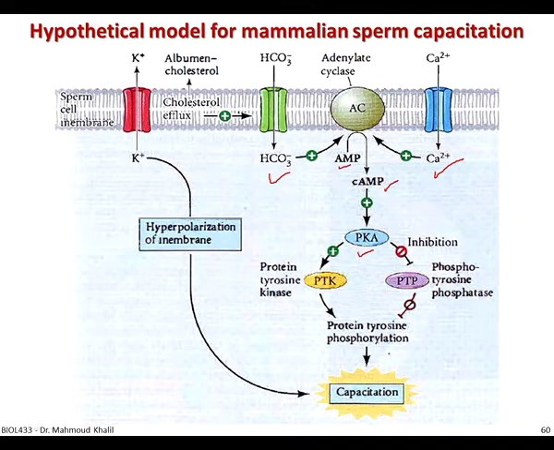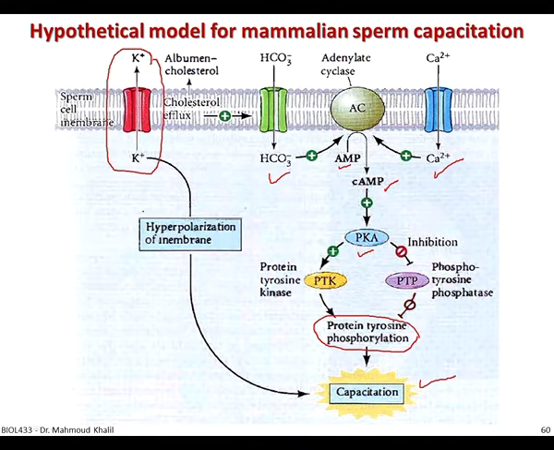Both these events will activate protein tyrosine phosphorylation on the proteins, leading to the process of capacitation. And as we said, the change in the membrane potential due to the efflux will lead to a hyperpolarization of the membrane, which adds to the process of capacitation.